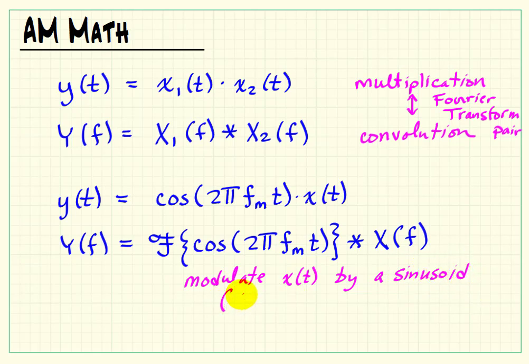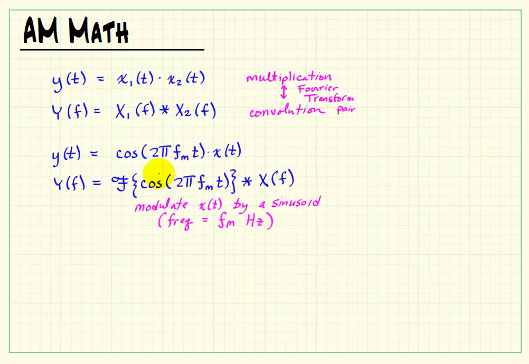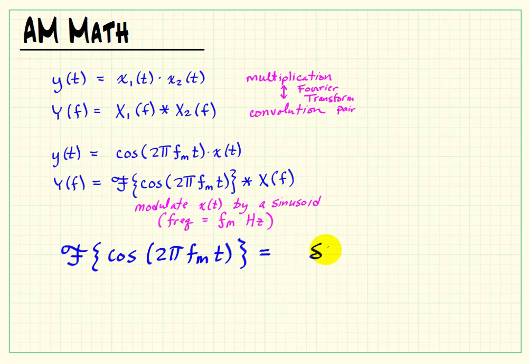All right, so we say that now we're looking at the modulation of x of t by a sinusoid. And the frequency of that sinusoid is f sub m again. Now, what's the Fourier transform of a cosine? It turns out that since cosine has all of its energy concentrated at a specific frequency, fm, then we say that the Fourier transform ends up being a Dirac delta function placed at fm and another one placed at minus fm. So we have a pair of delta functions in the frequency domain.